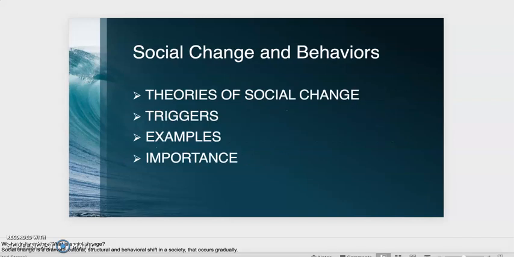We begin by asking, what is social change? Social change is a dramatic cultural and behavioral shift in a society that occurs gradually. Specific triggers like conflict, changes in demographics, and acculturation provoke social change. Examples include the Green Movement, the Black Lives Matter movement, and the LGBT rights.